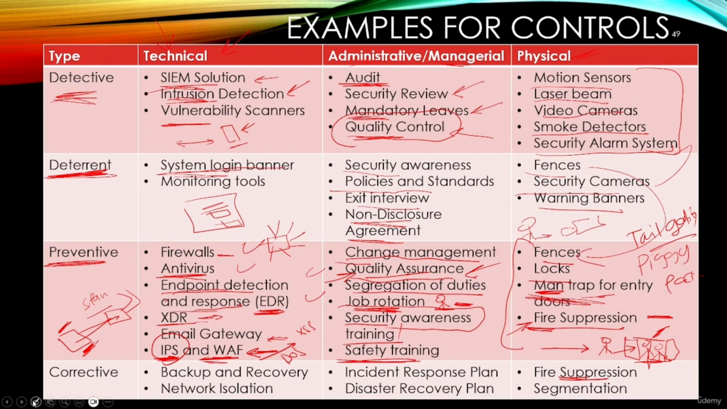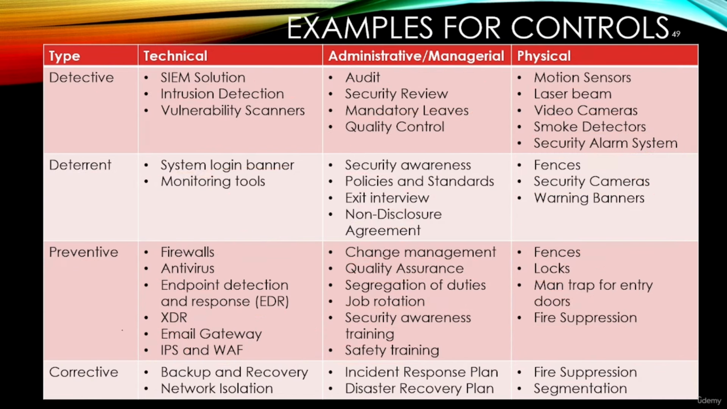For corrective controls, we have different types of corrective controls of a technical nature, such as backup and recovery or network isolation. Like if I have a virus that is spreading in my network, for example in building number P, I can isolate the rest of the buildings in order to reduce the impact.